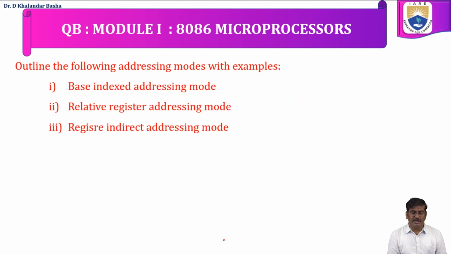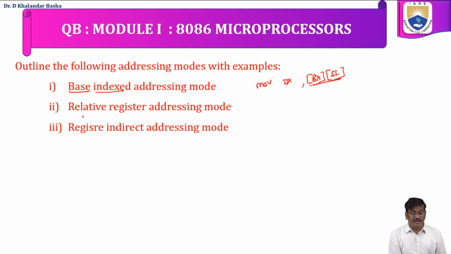Outline the following addressing modes with example. Base indexed addressing mode. In this addressing mode, two offset values have to be placed. One is base and the other is index. The base offset value is placed in one of the GPRs, that is BX. The next one is one of the index registers, either SI or DI. Then we can write an instruction like MOV. So here we have two offset values, one in the base register and the second in the index register.